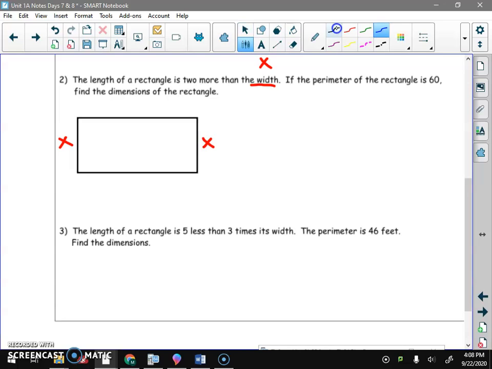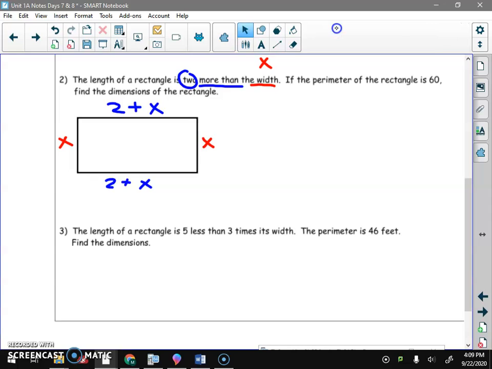The length is 2 more than the width. So how do we write that? How have we been practicing? 2 more than the width. And you're going to see x's on all the sides. So if you just have a number on one side, that's a mistake. You're going to have x's on all the sides. That bottom is 2 plus x.